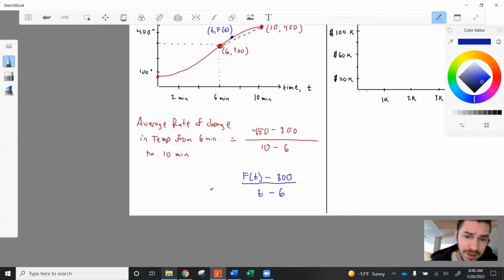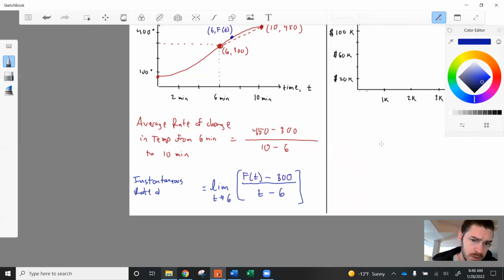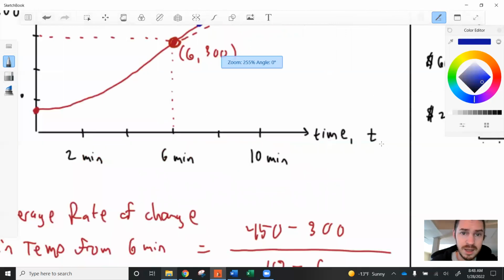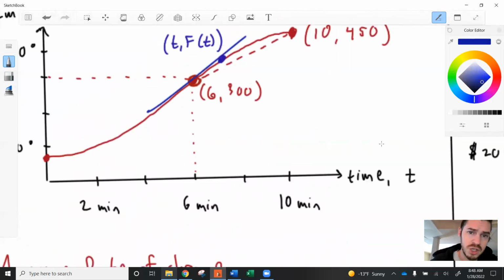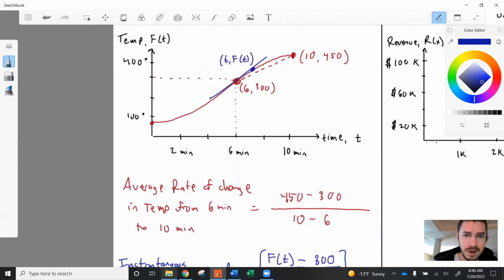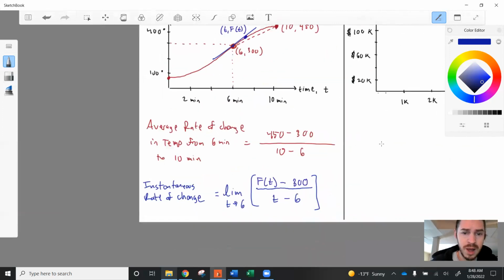And then what we do is we take a limit of that formula as t approaches 6, right? Now that overall will end up calculating the instantaneous rate of change in the temperature with respect to time when t equals 6. That's going to be like the slope of a tangent line at 6 right there. Okay, so this right here is something we've talked about before.